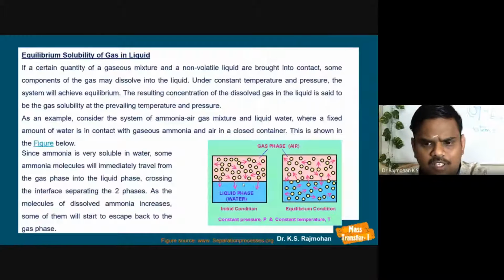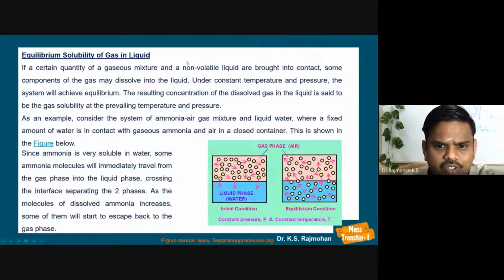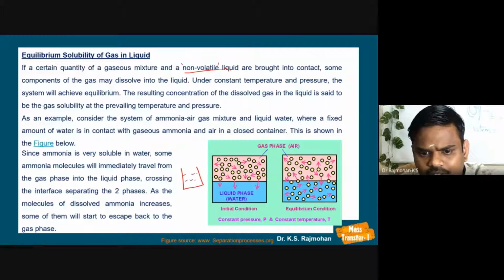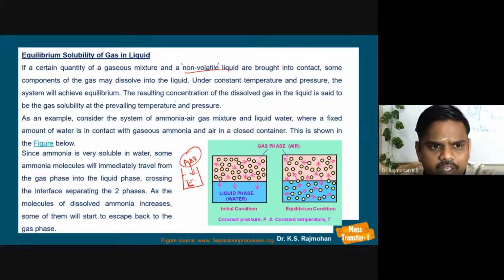So what is the solubility we are talking about? If a certain quantity of gaseous mixture and a non-volatile liquid are brought into contact, because if the solvent is volatile, what will happen? There will be a lot of loss. That's why we prefer a non-volatile liquid. So we have a non-volatile liquid and a mixture of A and B brought in contact with this liquid C.